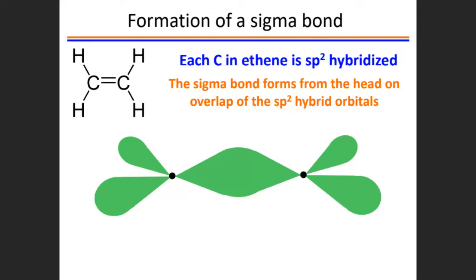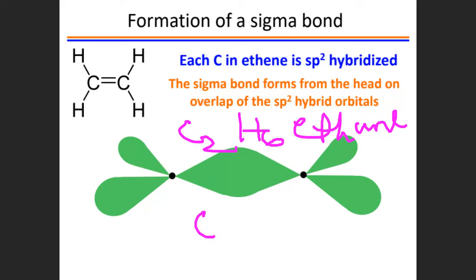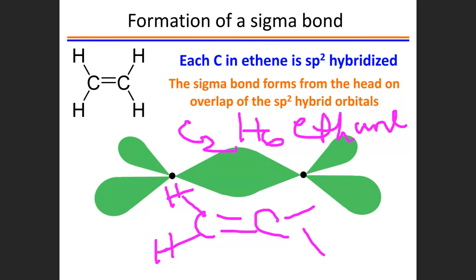Formation of sigma bond. Each C in ethene, this is called ethene. C2H6 is called ethane. But when it becomes ethene, there are 2 hydrogens less, because here there is the 4 bond, so like that. So that time we have sp2. sp2 means a total of 3 hybrid orbitals will come. But here one will be head to head and another will be pi.